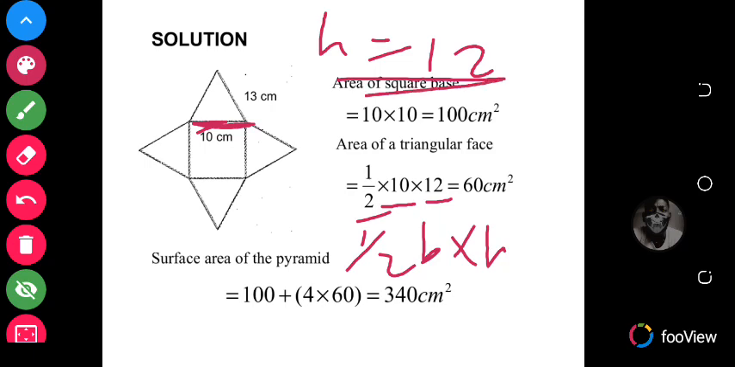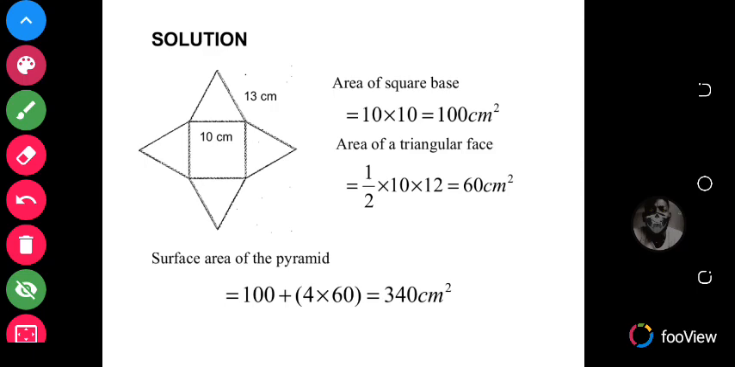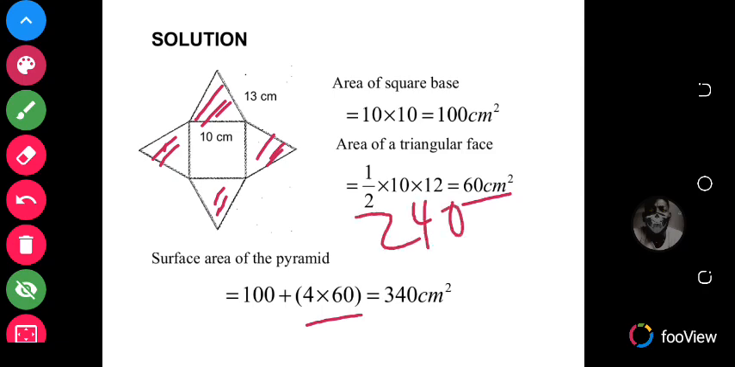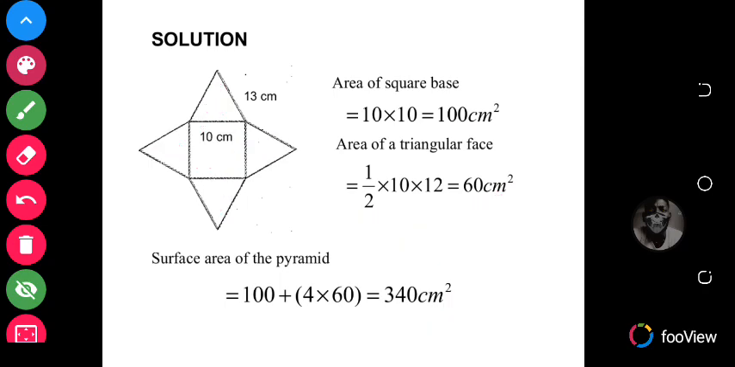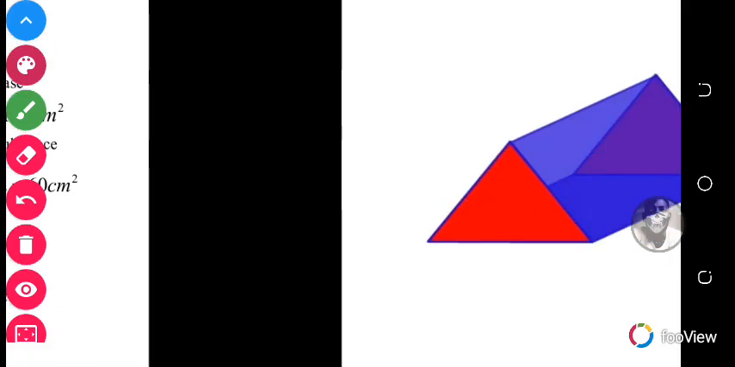So we've calculated this area to be 60. The same thing will apply here: here will also be 60, here will also be 60, and here will be 60. You add all these 60s together, that's 4 times 60, which is 240, plus the area of the square base, which is 100. So 240 plus 100 is 340, and that's the total surface area. That is how the total surface area of solid figures is calculated.